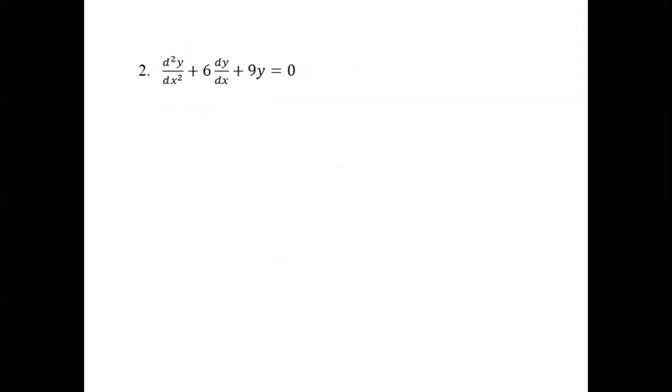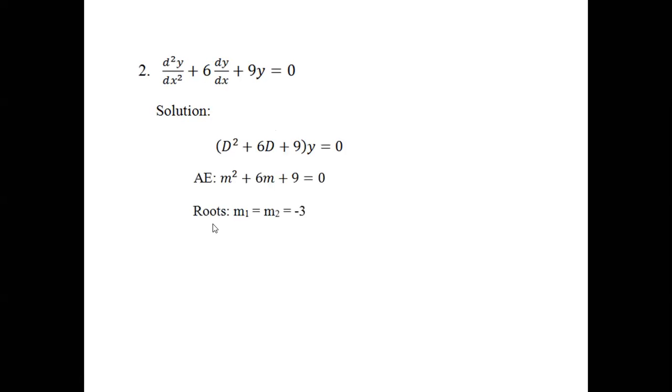Then the second question was the second differential coefficient of y with respect to x plus 6 dy over dx plus 9y is equal to 0. For this one, the procedure was that we first converted to the D notation. From the D notation, we went to the characteristic equation, got the roots, and wrote down the general solution.